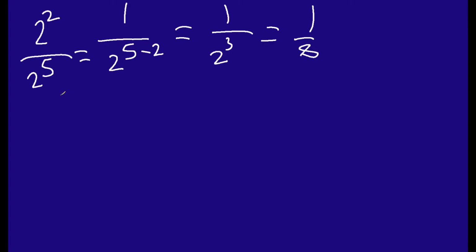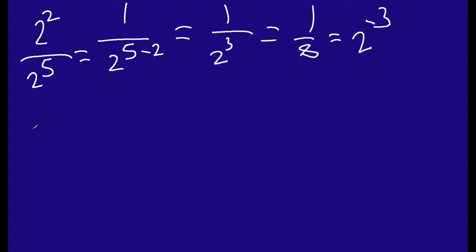Now, here's the thing. If we wanted this, instead of being a fraction, to be a base with an exponent, well, from dealing with math, you know that 1 over 8 is 2 to the negative 3. That's what's happening here.